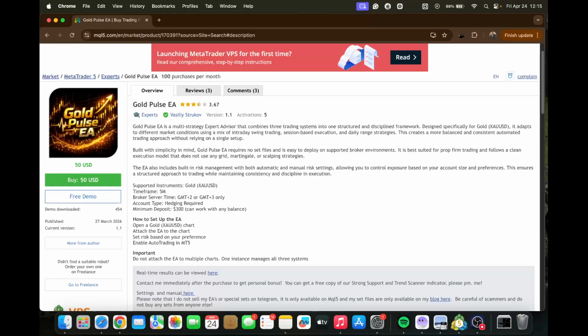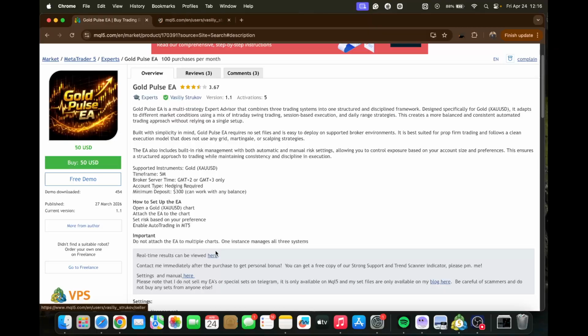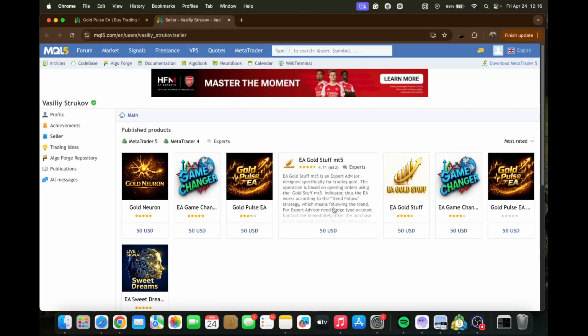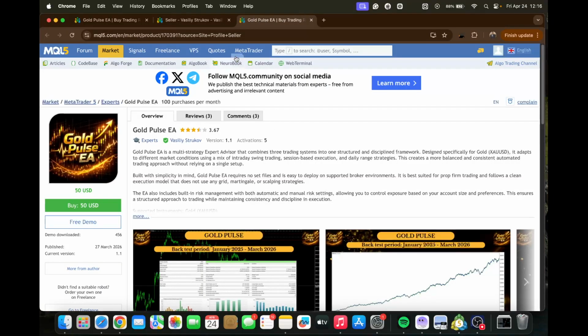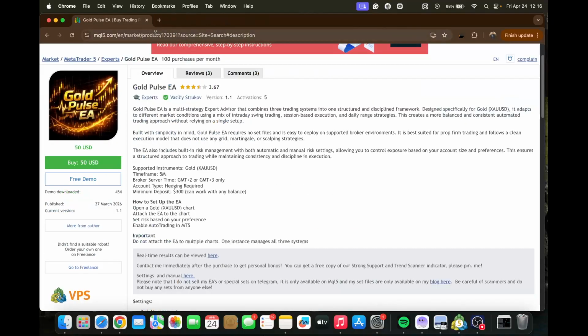copy on this page. There's also mention of real-time results, but on going to real-time results, there's nothing there. I'm going to the real-time results. Okay, I think there's nothing here on the signal, and that's another thing to watch out for. Some of them promise real-time results like this, but we don't get to see them. And they throw in a free support and trend scanner indicator as a bonus after purchase. Overall, it reads like a straightforward gold specialist made for consistency rather than crazy high frequency stuff.